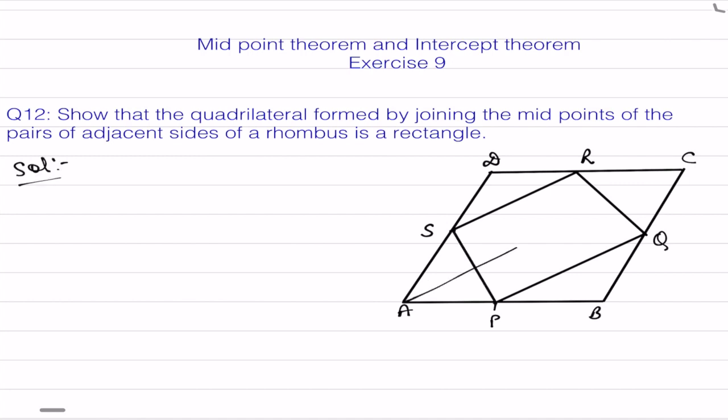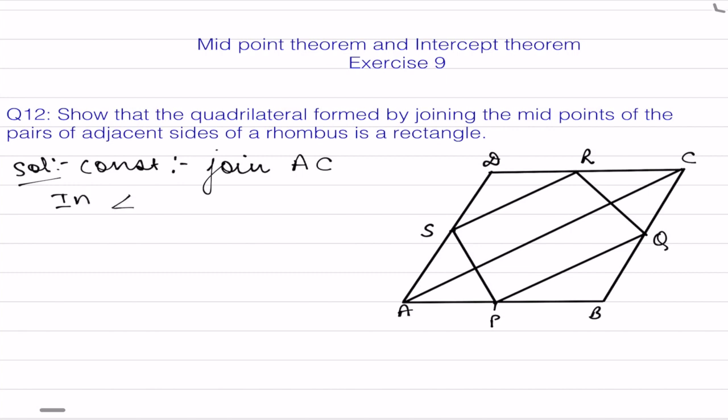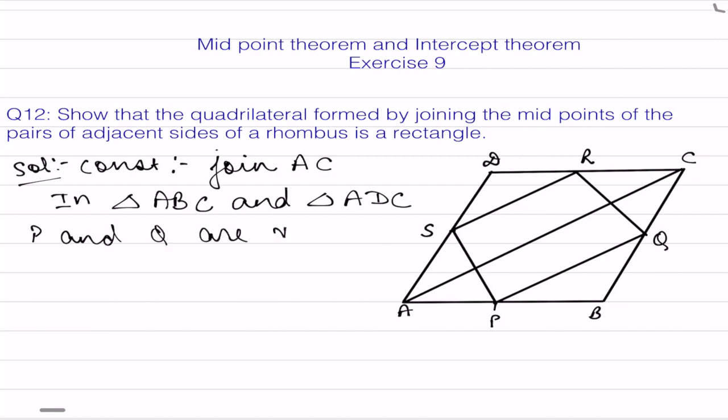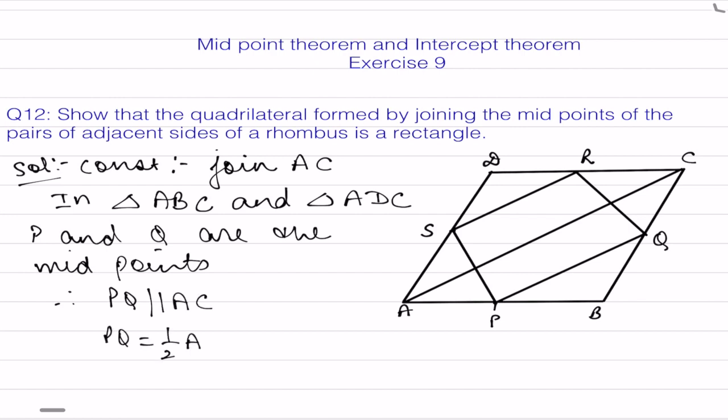So in this again what we will do, a construction: join first AC. Now if we join AC we can see the triangles. First we'll consider triangle ABC and triangle ADC. So in triangle ABC, P and Q are the midpoints, and therefore by midpoint theorem PQ is parallel to AC and PQ is half of AC. This is by midpoint theorem.